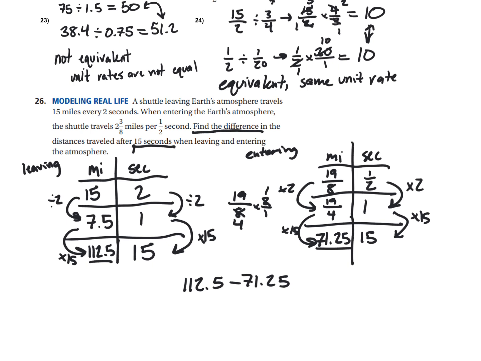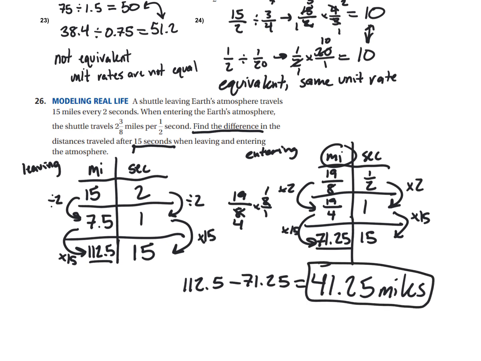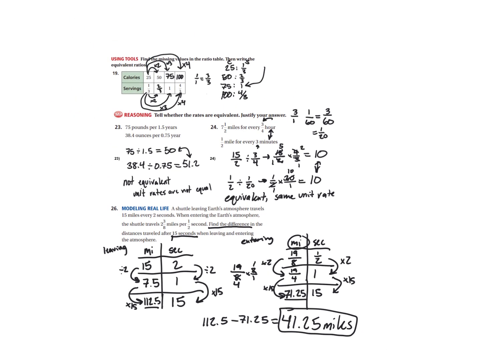All right. So 112.5 minus 71.25 is going to be 41.25. If I need a label, it's right there. This would be miles. So the difference in the distance traveled after 15 seconds when leaving and entering the atmosphere is 41.25 miles. Right, that is chapter 5.2 homework help.